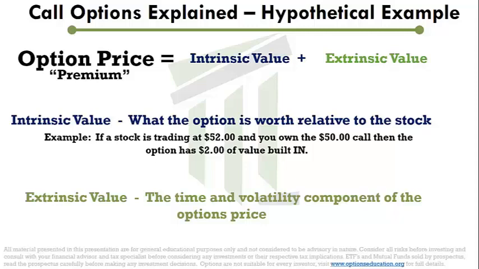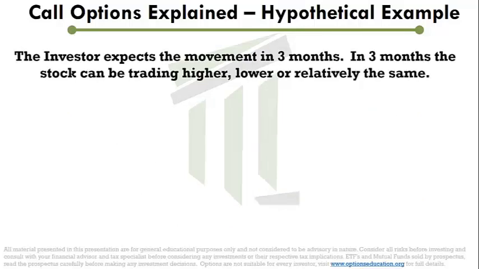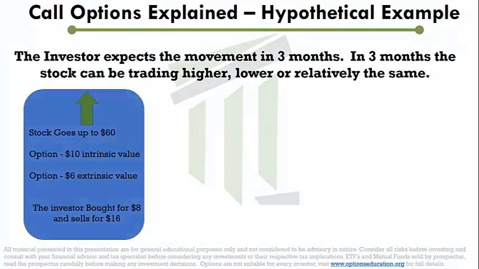And the volatility is really going to be based upon how much they think the stock is going to move over the course of, say, the next year. So when I look at our ABC company, if we expect the movement in 3 months, the stock can be trading high, low, or relatively the same. So let's see what happens if the stock goes up to 60.